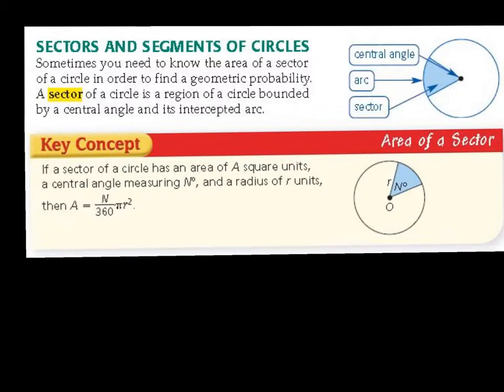Just like the arc length, we use circumference times the degrees we had over 360. If a sector of a circle has area A units, a central angle measuring n degrees, and a radius r units, then A equals n over 360 times pi r squared. So the number of degrees we have divided by 360 times the area of the whole circle. If you write nothing else in your notes, please write down the formulas. This formula we will be using.